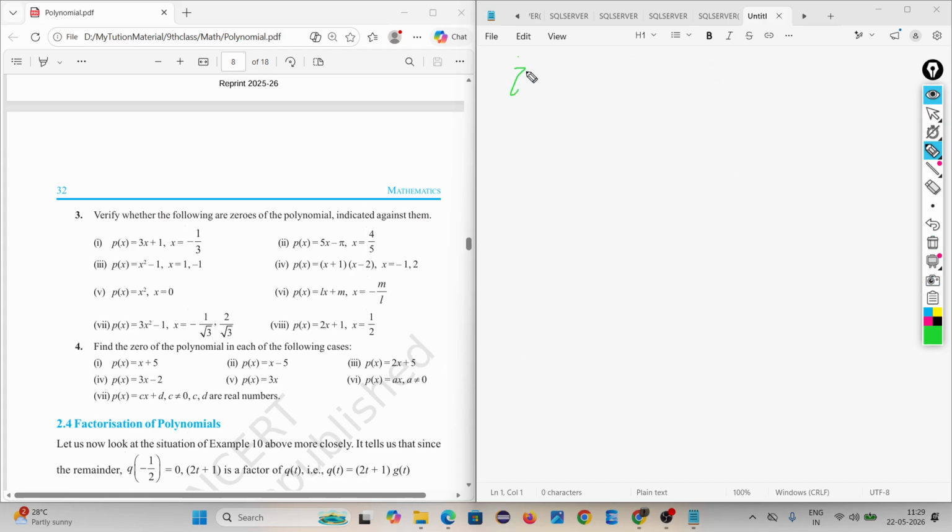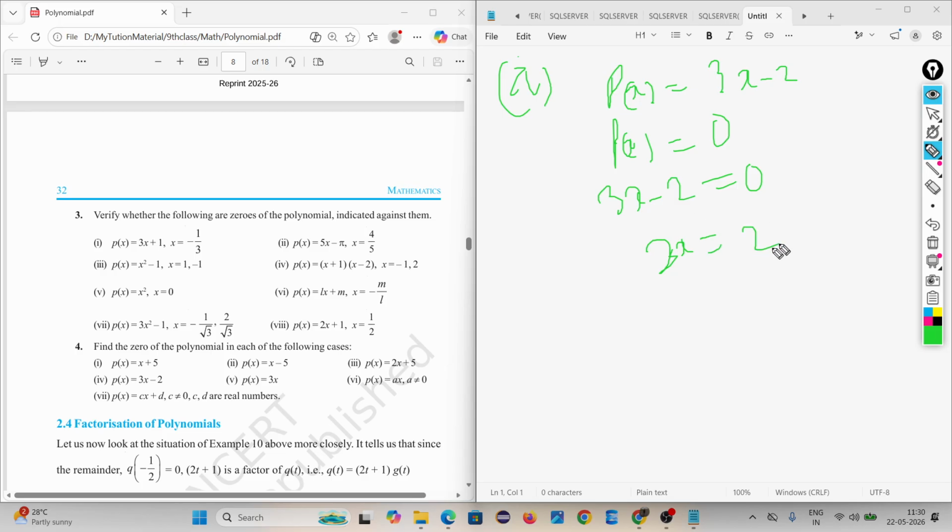Fourth: 3x minus 2. P of x equal to 0. P of x is nothing but our polynomial, which should equal 0. 3x equal to 2, coming to this side. x equal to 2 by 3.